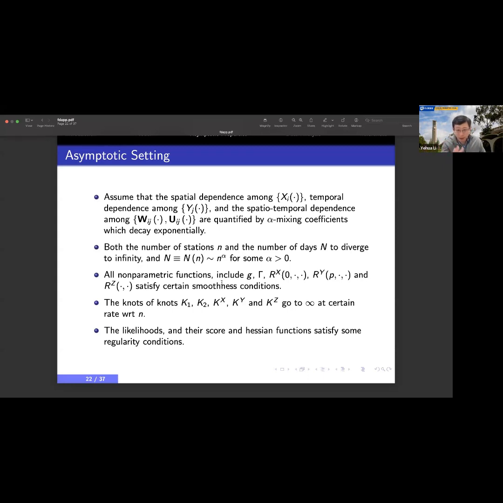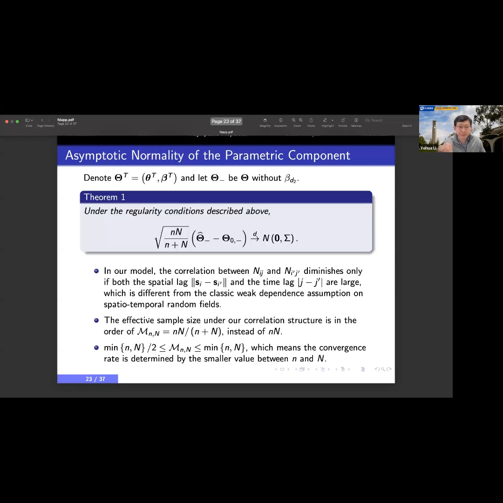There are many of them, not going to list them all. The number of knots, there are so many of them, they have to diverge to infinity. Very technical paper. And with a certain rate, all of these are specified in the paper. The likelihoods, their scores, their Hessians satisfy some regularity conditions. All of these are necessary.